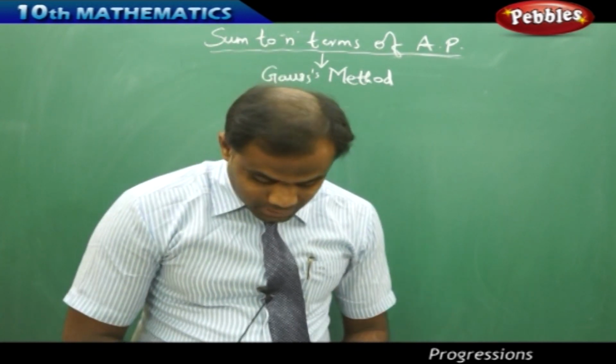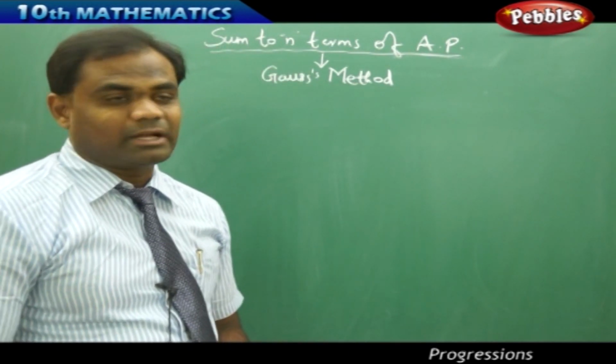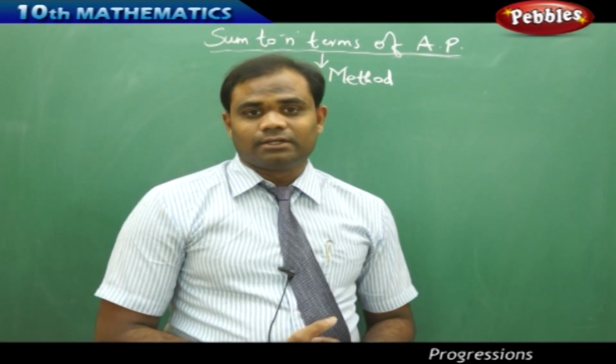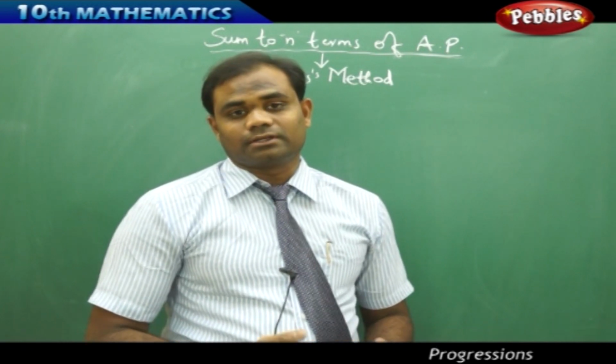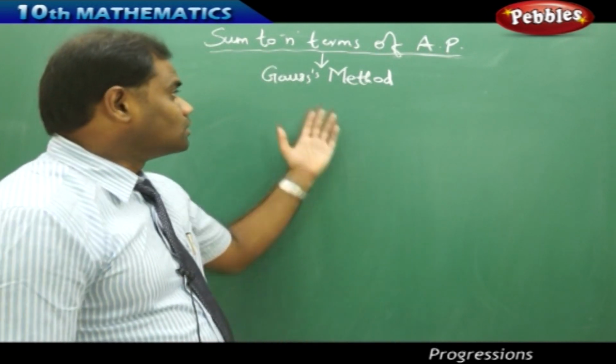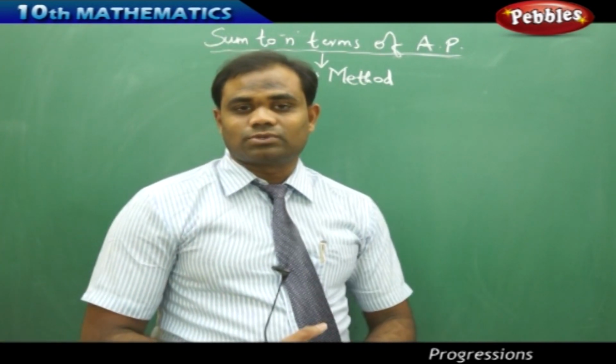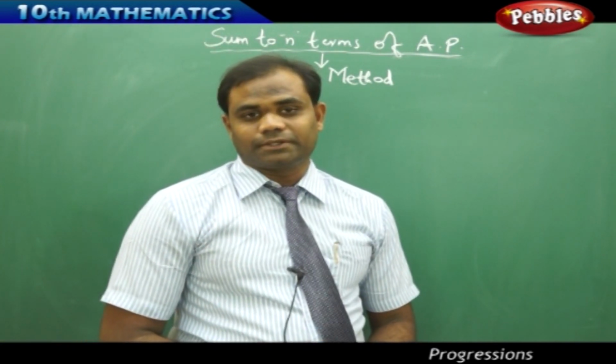In order to derive the formula, the credit goes to the mathematician Gauss, who invented a method of finding the sum to n terms of an arithmetic progression. So let's see the Gauss method of finding the sum to n terms of an arithmetic progression.